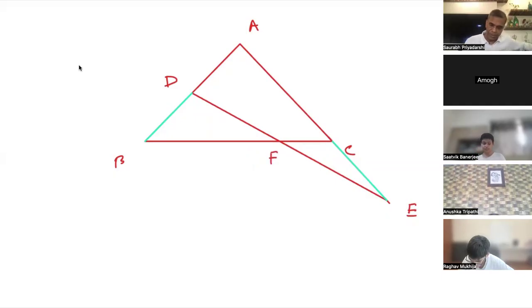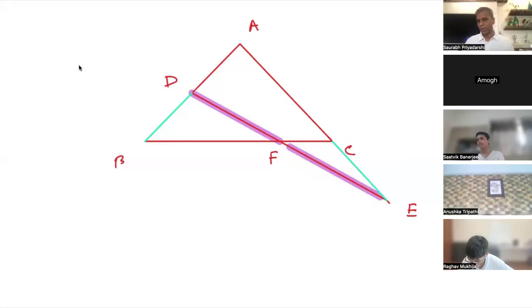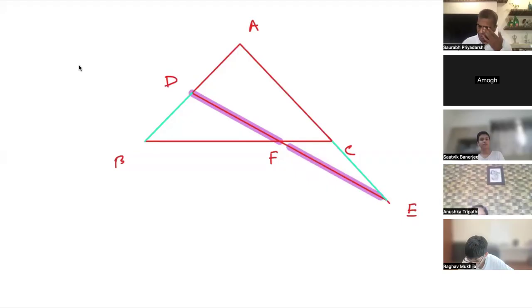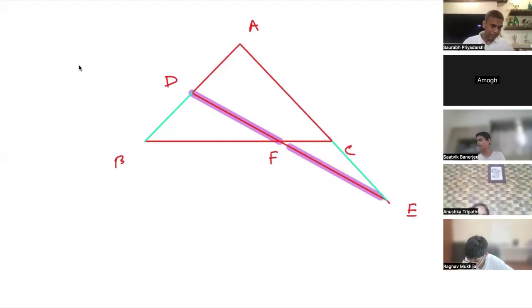BD is equal to CE, right? And they intersect, then prove DF is equal to EF. Okay, now what do we have to do again? DF and EF, these two are equal. Already BD and CE are given. If we can do something on this, that will work.